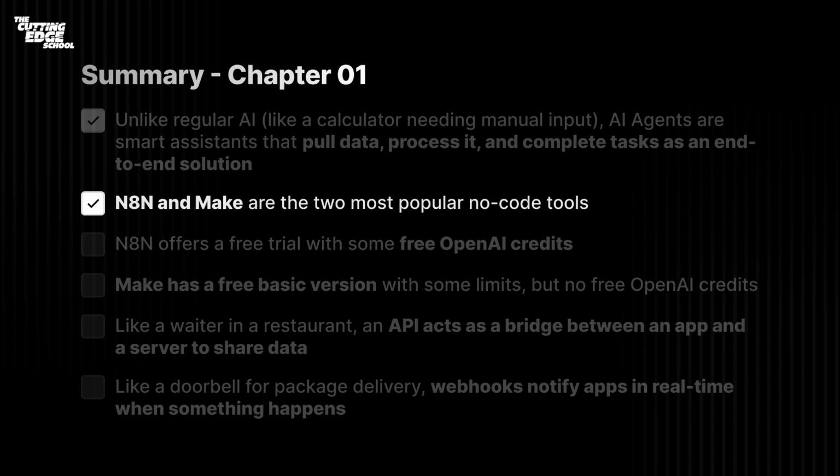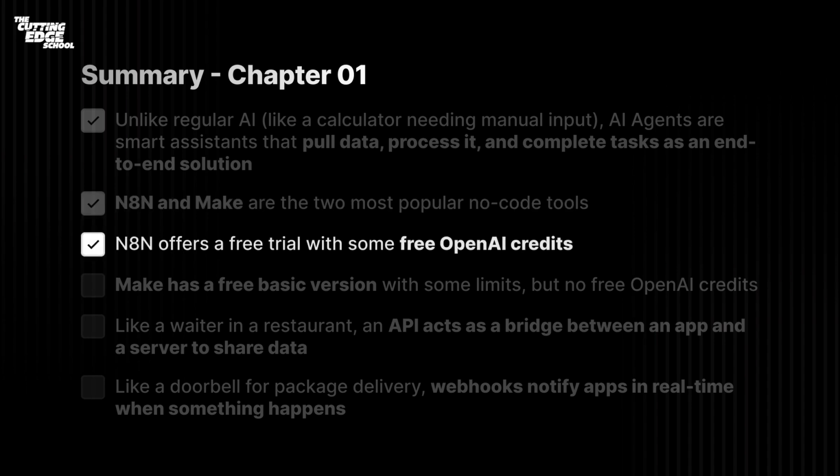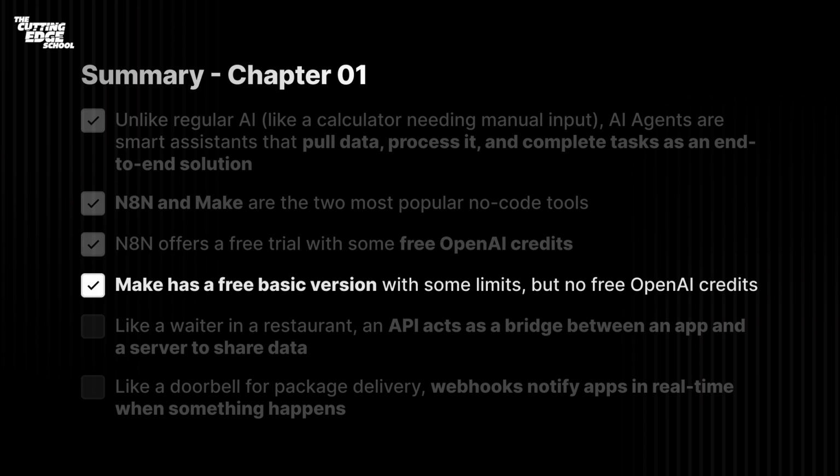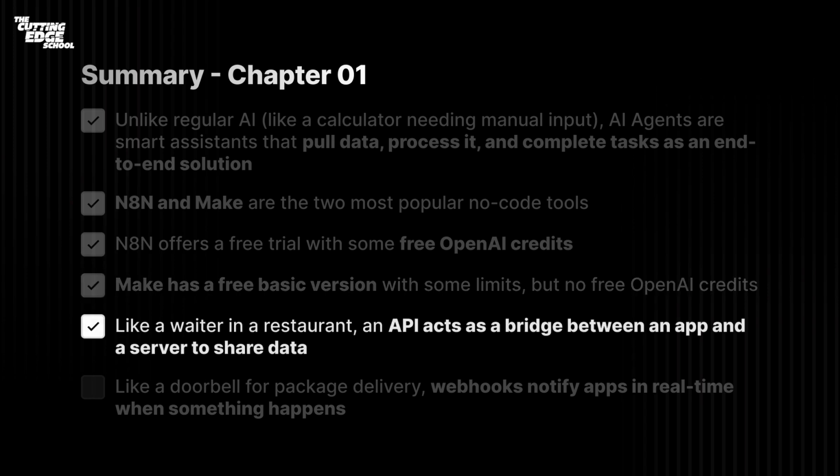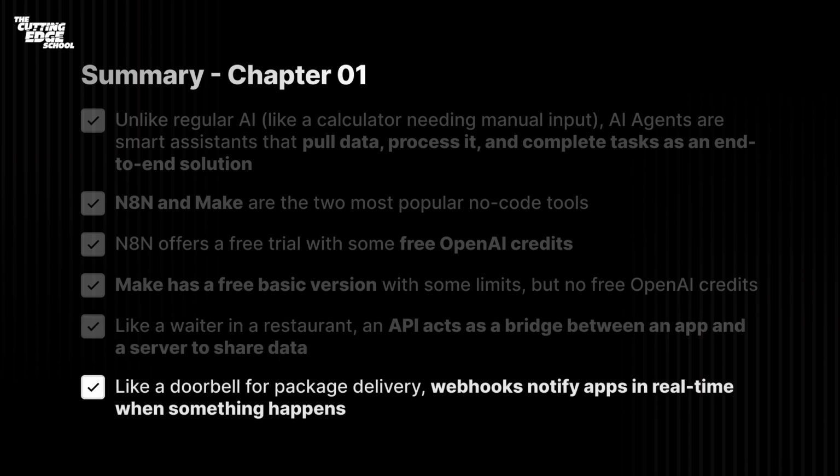Now, N8N and Make are the two most popular no-code tools that people have been using to make AI agents. N8N offers a free trial with some free OpenAI credits. Make has a free basic version but with some limitations, and it has no free OpenAI credits. Like a waiter in a restaurant, an API acts as a bridge between an app and a server to share data. Like a doorbell for package delivery, webhooks notify apps in real time whenever something happens. If this is clear, let's move on to chapter number 2 by Rohak.